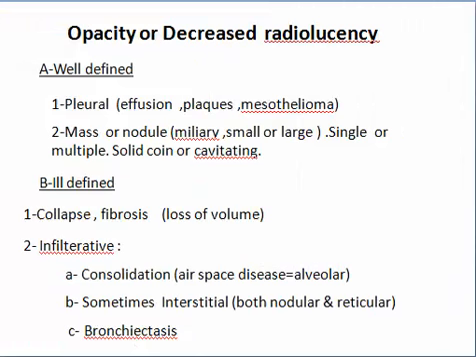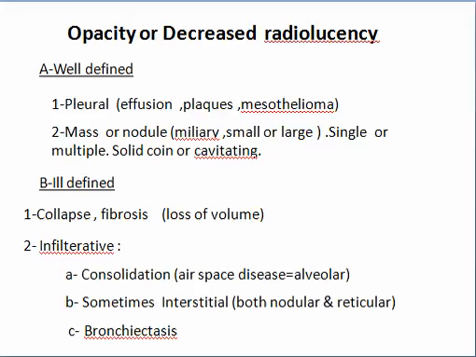A lung opacity, or what we can say decreased radiolucency, may be well defined as a nodule or mass or pleural effusion. All of such things are well defined. Similar to pleural effusion are pleural calcifications, plaques, and mesothelioma. And similar to masses are the nodules, whether miliary, small nodules or large nodules, and soon we will know the difference between a nodule and a mass.